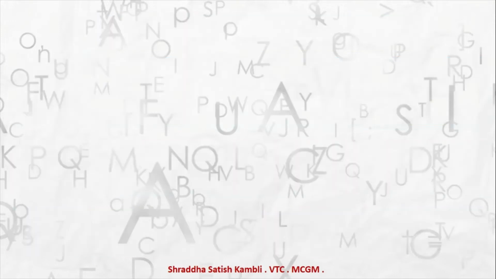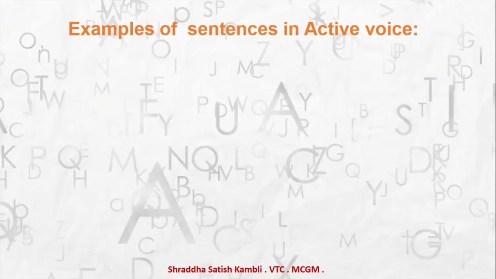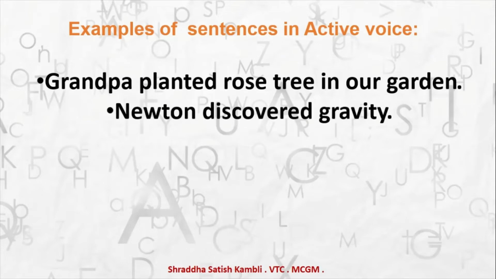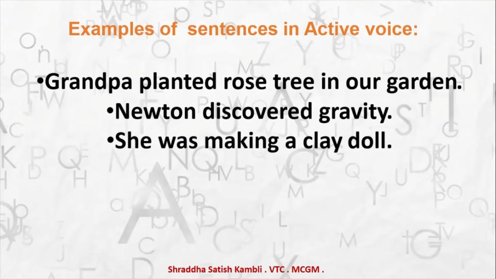Let us take a look at some examples. So let us see some examples of sentences which are in the active voice. So Grandpa planted a rose tree in our garden. So who planted? Grandpa planted. So Grandpa is important here. The subject, Grandpa, is important here. Newton discovered gravity. Who discovered gravity? Newton discovered. She was making a clay doll.